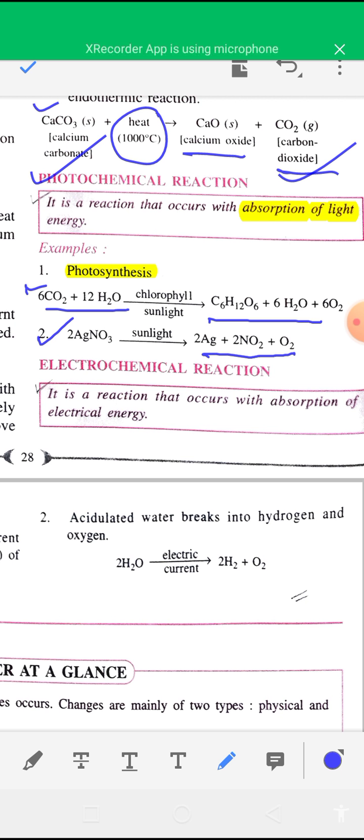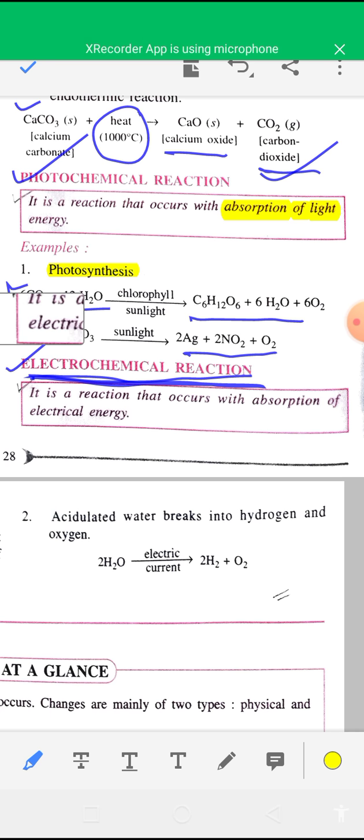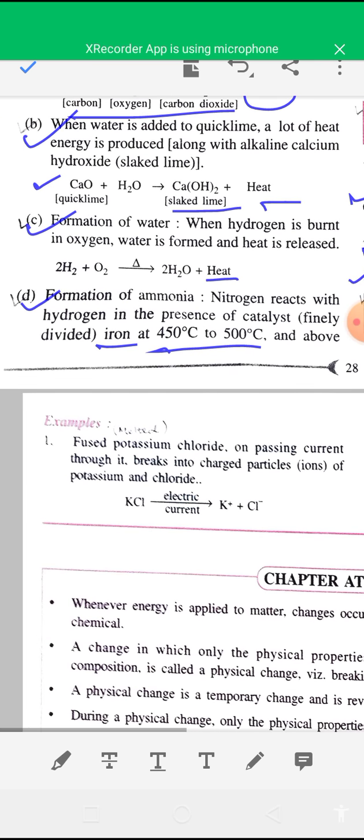And last type of chemical reaction is electrochemical reaction. Electrochemical means this reaction occurs in presence of electric current. It is a chemical reaction that occurs with absorption of electrical energy. With electrical energy, you have to remember. Now example of electrochemical reaction.